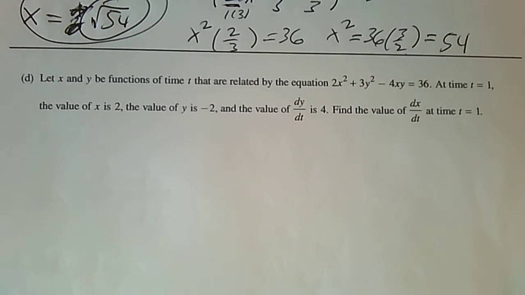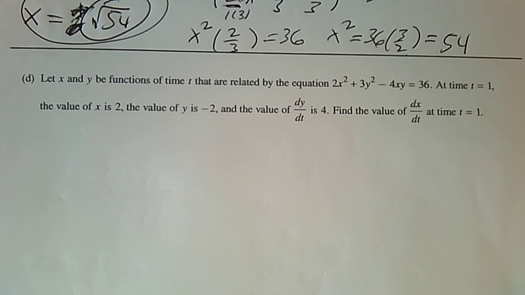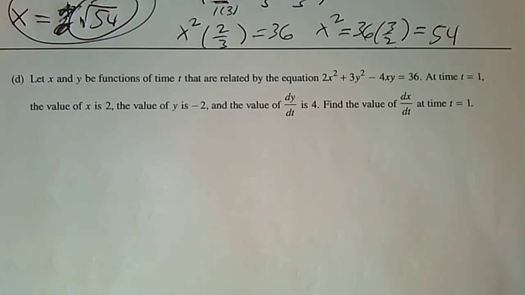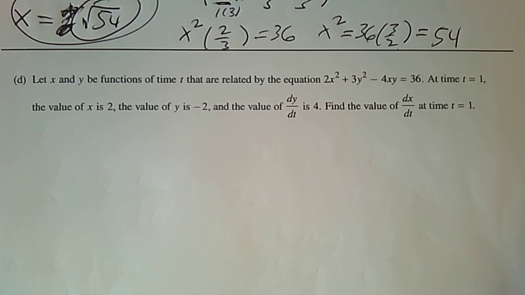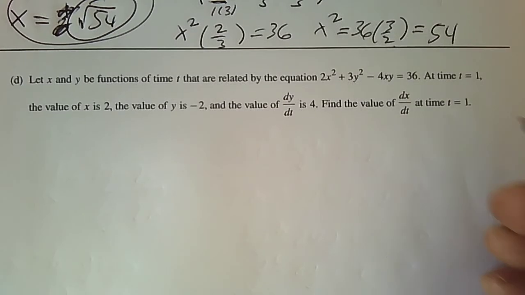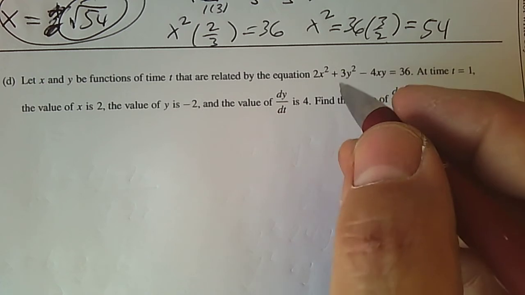All right, part D. Let x and y be functions of time that are related to that equation at time t equals 1. The value of x is 2, the value of y is negative 4, and dy by dt is 4. Find the value of dx by dt at time t equals 1. So this is like a related rate. Can you take the derivative with respect to time? So we're going to take the derivative of each one, but not with respect to x, but to t.